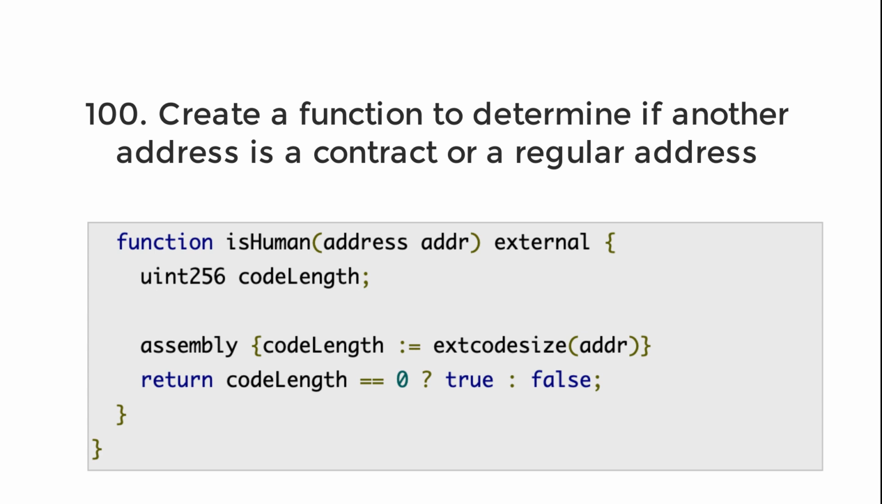After that, outside the assembly block, in the return statement, we check if this code length is 0. If there is no code associated with an address, then that means this is not a smart contract, so this is a regular address, so we return true. Otherwise, we return false. This is really a typical case of something that you can do only with assembly and not with Solidity alone.